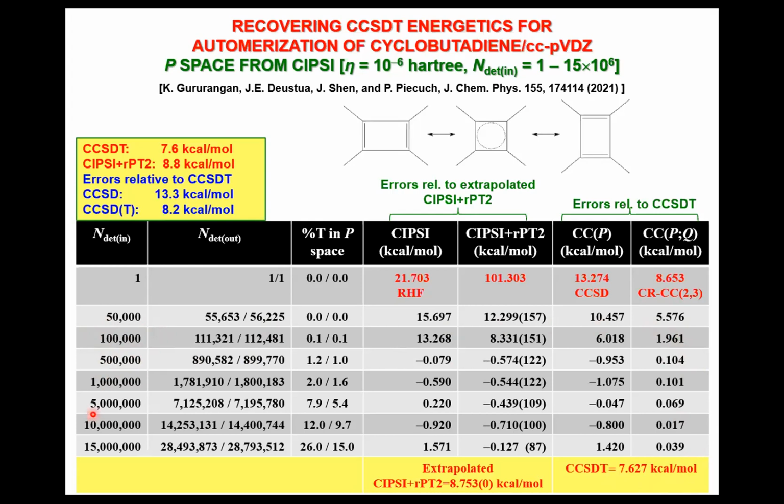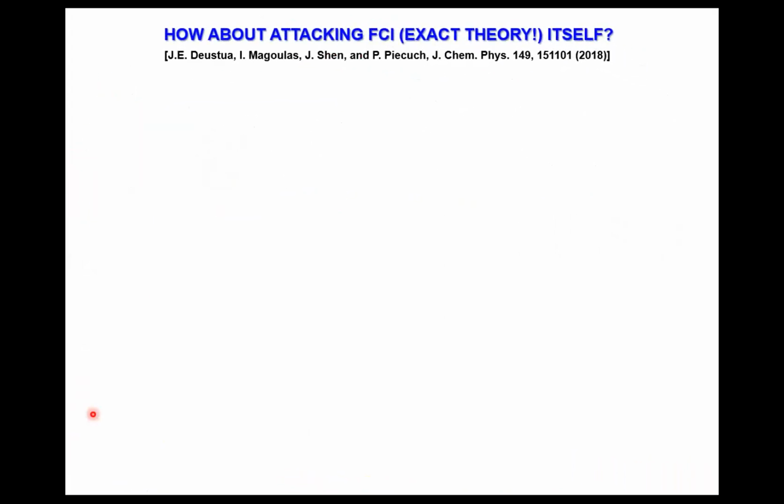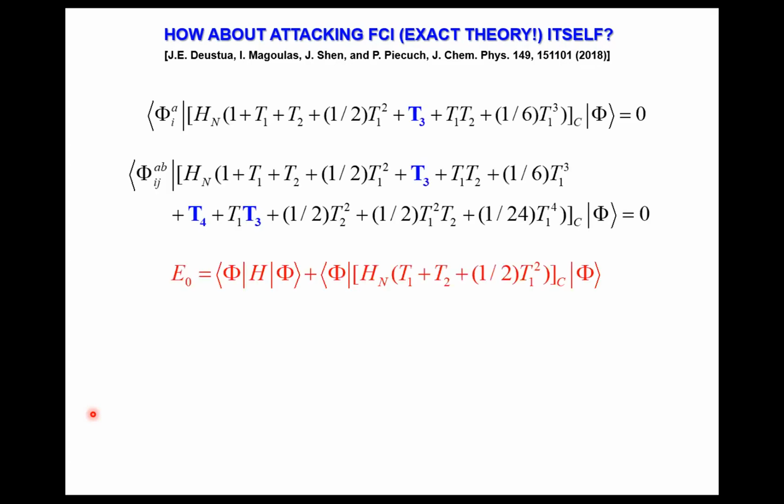You have to realize that for this problem, CCSDT has tens of millions of triples, for example. So we don't need that much to be converged. And in the last few minutes that I have, let me just mention that we can also consider attacking the full CI problem directly without doing any sort of coupled-cluster work of the CCSDT or Q type. Okay, so here's an observation.